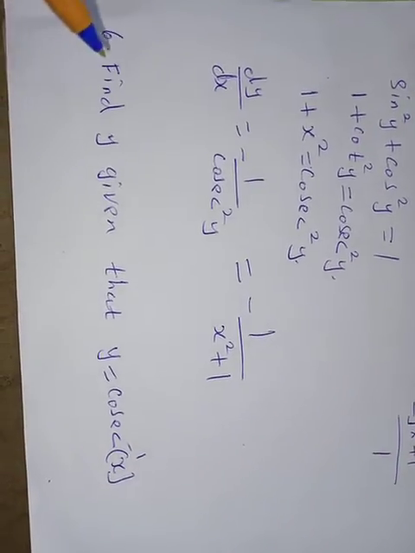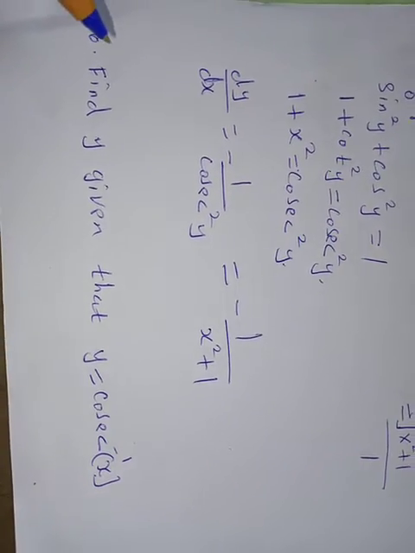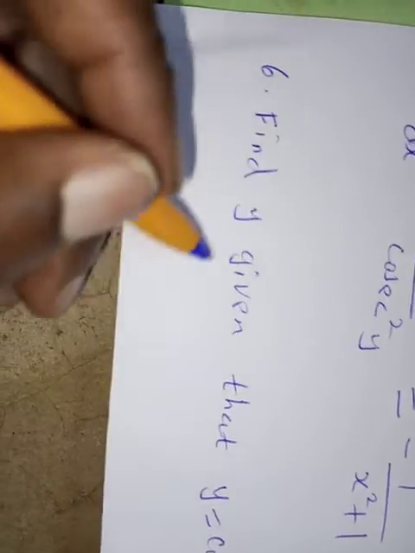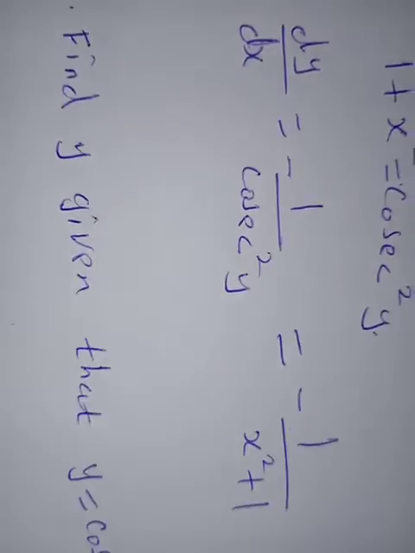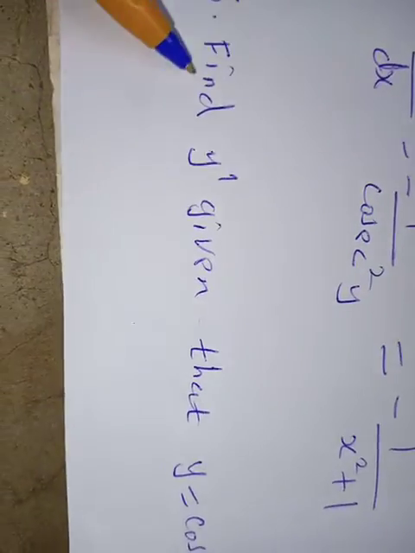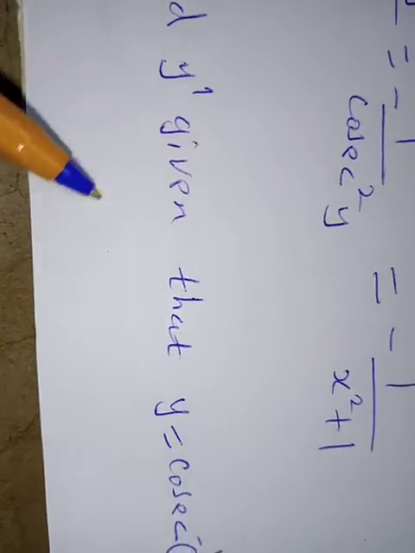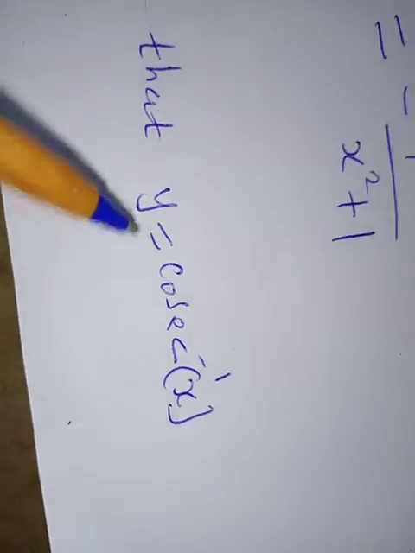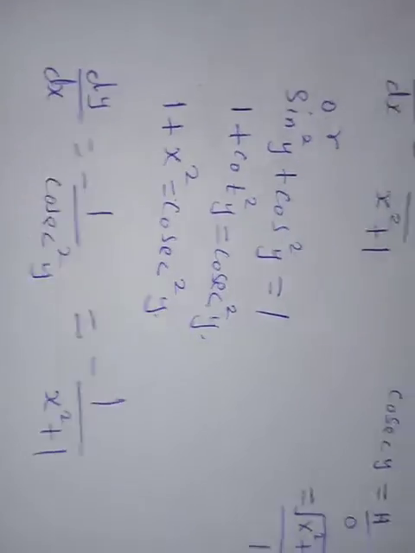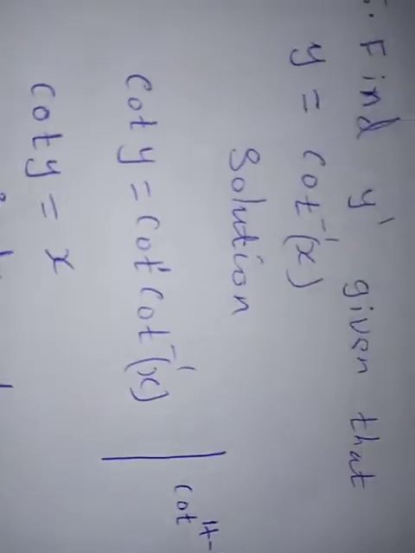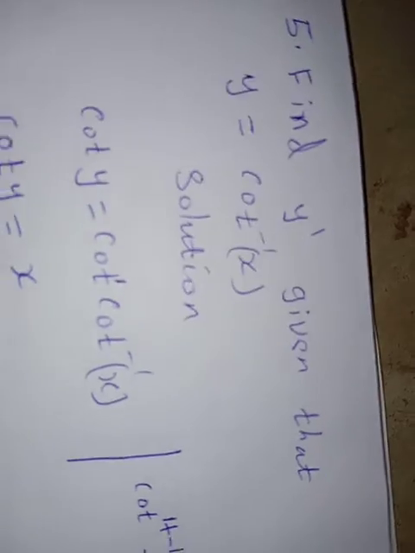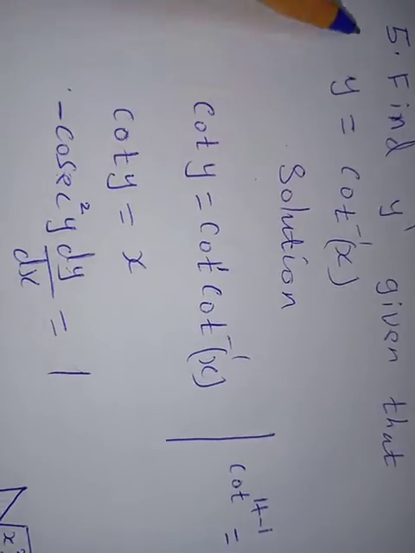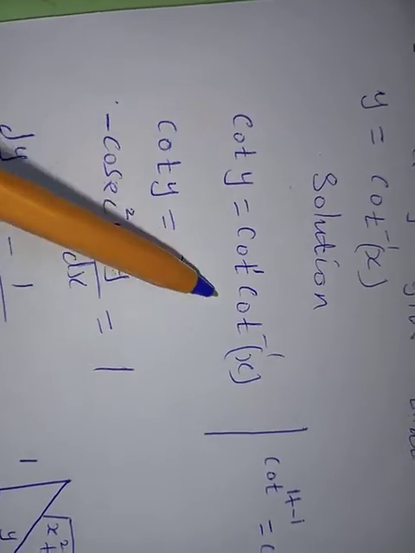Our next consideration will be finding the derivative y prime, given that y is equal to cosec inverse of x. So stay tuned. This is a simple step whereby first of all you multiply this equation on both sides by cot, and you are going to get this.